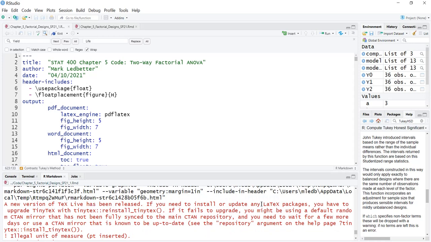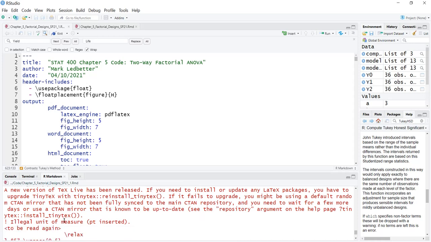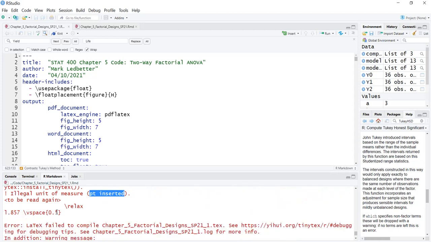Okay, so this tells me about a new version of TeX Live, all right? And then it tells me that. And now it says, here we go, illegal unit of measure, point inserted, to be read again. And then it does some stuff, but here is the important part. I have done vspace and I forgot to put a unit, millimeters.